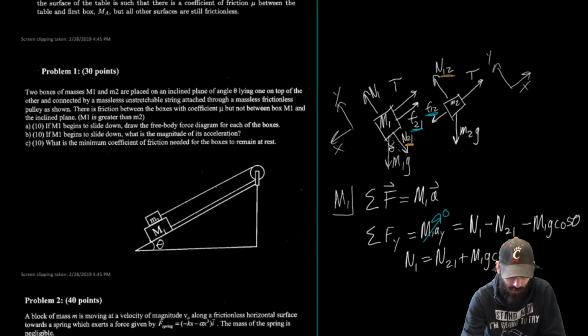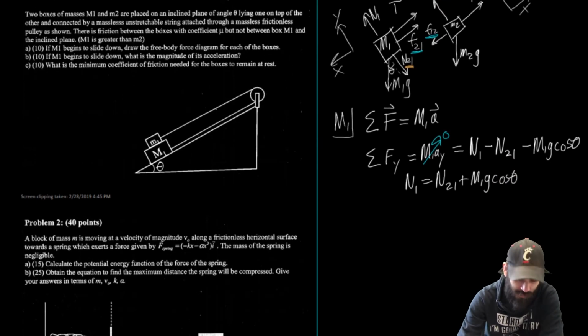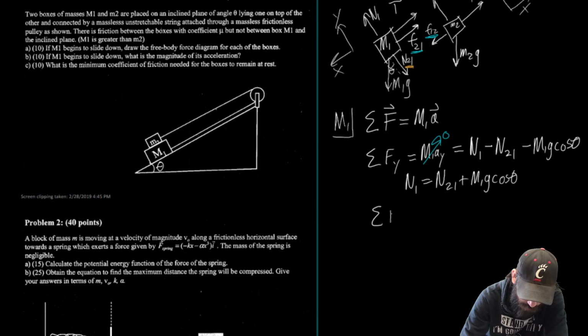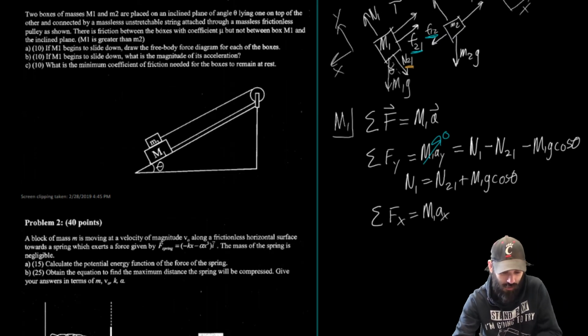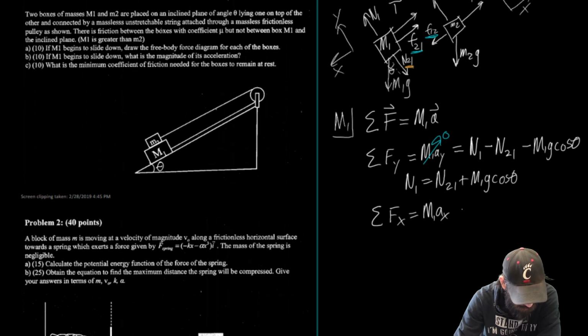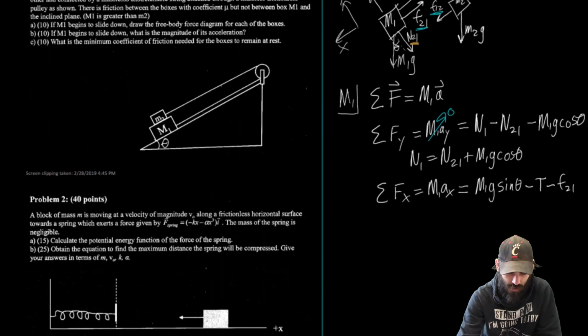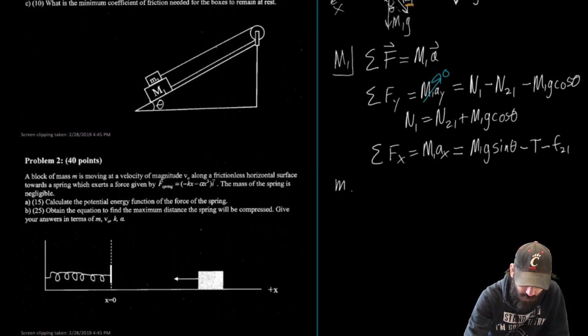Okay? So the next equation that we can get here for M1 comes from the sum of forces in the x direction. So sum of forces in the x direction is going to be equal to M1 ax. So this is not going to be 0 because we're going to have some acceleration here in general. So this acceleration is going to be equal to M1 times g times sine of theta, right, minus T minus F21. Okay?